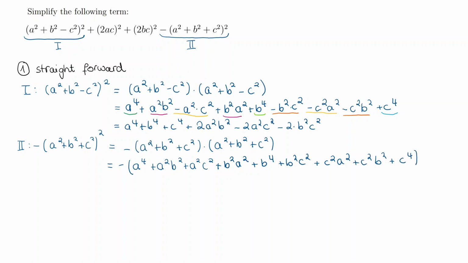Good. Now let's look at the same parts. So what do we have? We have an a to the power of 4. We also have a b to the power of 4. And we also have a c to the power of 4. So those are all the parts which have a power of 4.